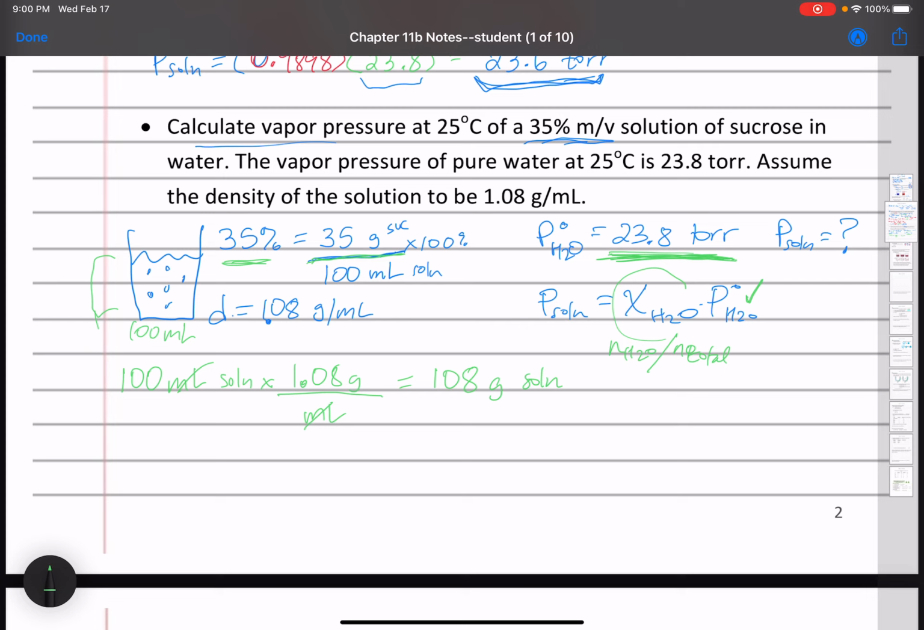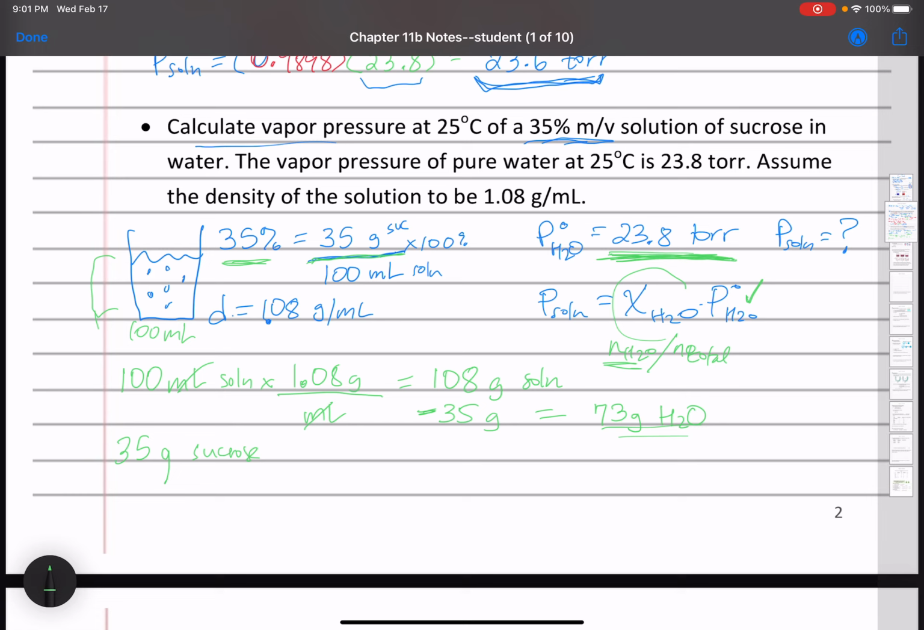Next thing I'm going to do is figure out how many moles we have in that 35 grams of sucrose. Oh, actually, no, we're going to use this number right now. Okay, so we don't need to know the total grams of solution, but we do need to know the total number of grams of water because we need to know how many moles of water we ultimately have. And so we can use this because we know that in that 100 mils, we have 35 grams of sucrose. So 108 minus 35 grams is, what is it? 73 grams of water.